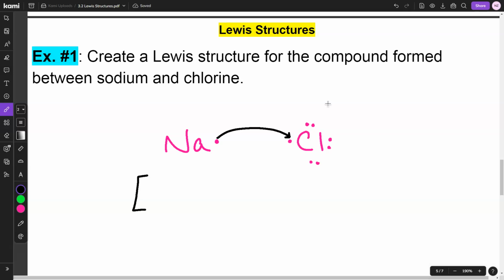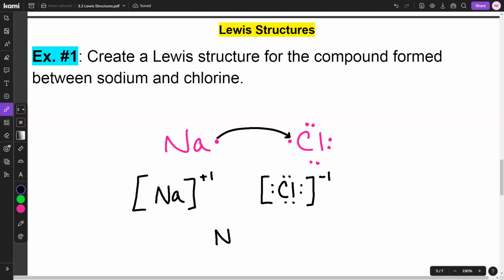Sodium is losing a valence electron, so it's not going to have any dots when I write out its ion. Chlorine is gaining an electron, so it's going to have all 8 dots. It now has a full octet. Sodium lost an electron, so its charge will be +1. Chlorine's charge is going to be -1 because it gained an electron. That's it. And again, when we combine these, we end up with the ionic compound NaCl.